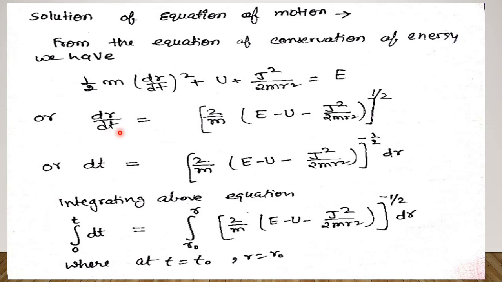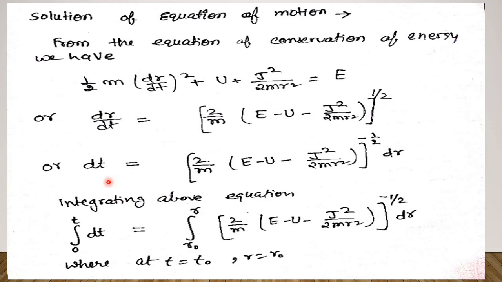Okay, so from this we can write dt equals, when dt shifts here and this shifts here, this term will be minus half. So dt equals (2/m)[E minus U minus j² upon 2mr²] to the power minus half dr. Now we will integrate this equation.